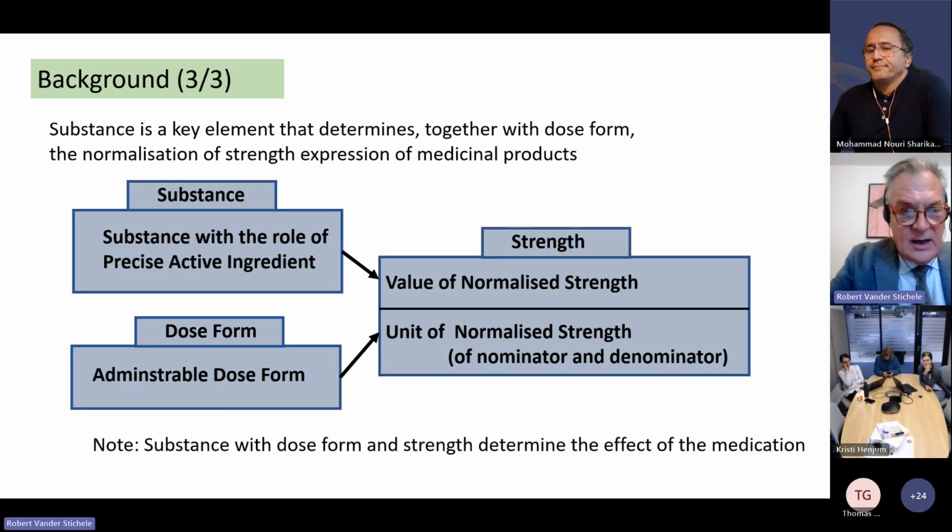Substance is a key element, and together with the dose form, it determines the normalization of strength expression of medicinal products. And substance with dose form and strength also determine the effect of the medication.